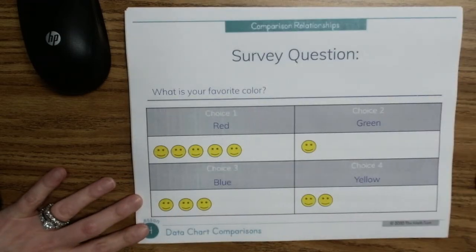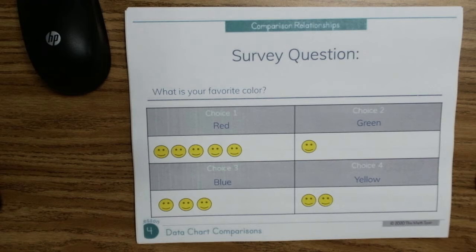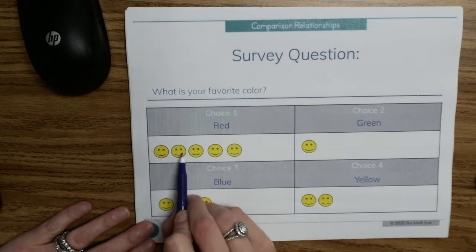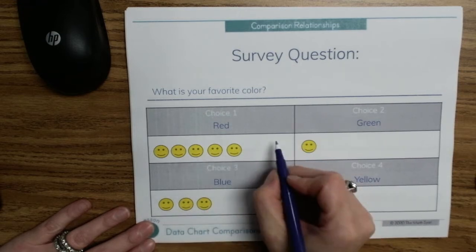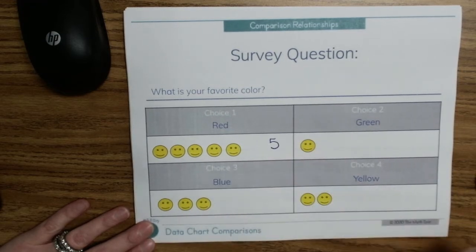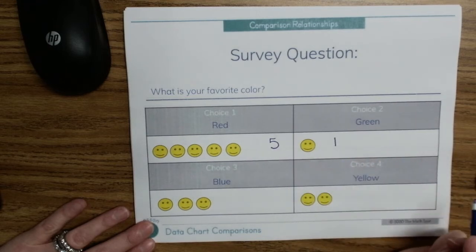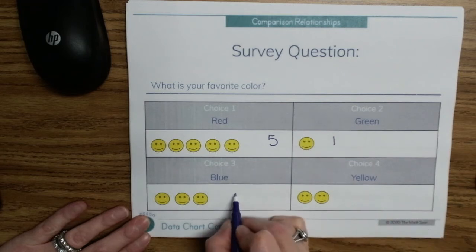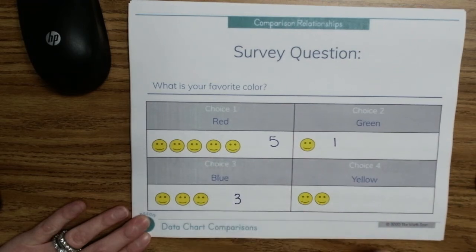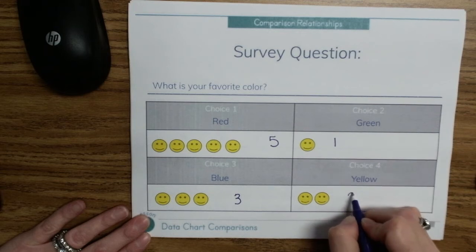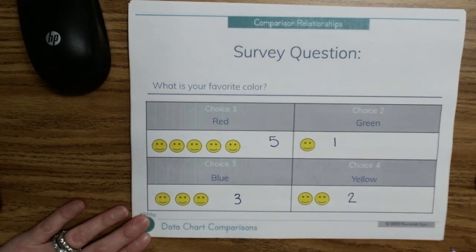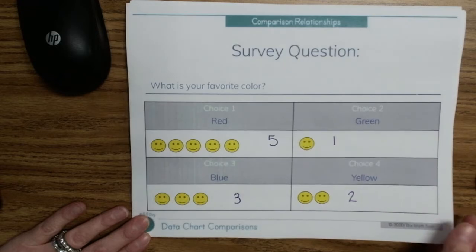So I went around and I asked everybody, hey, what's your favorite color? And here's what I got. I got people that liked red. So how many people liked red? Let's count. 1, 2, 3, 4, 5. I got 5 people that liked red. I had 1 person that liked green. I had 3 people that liked blue, and I had 2 that liked yellow. So that's all of my information.